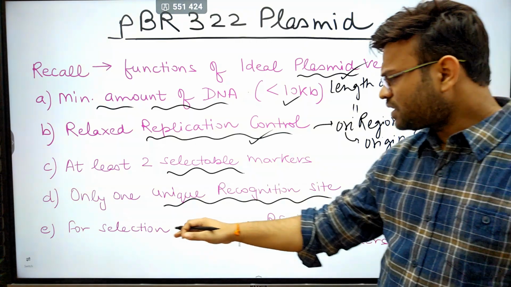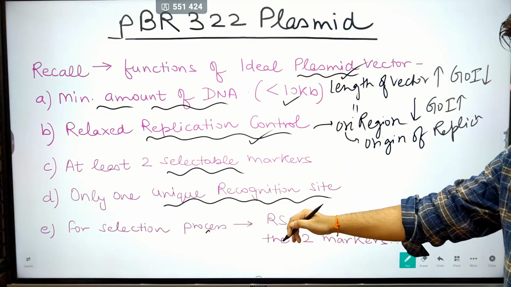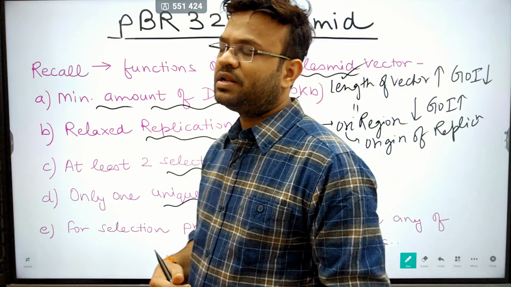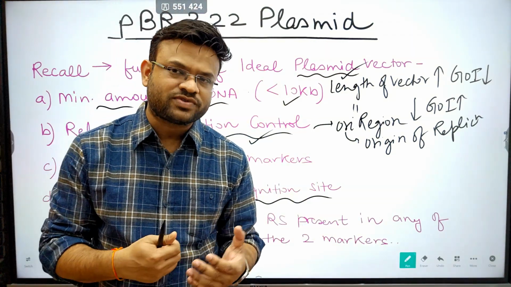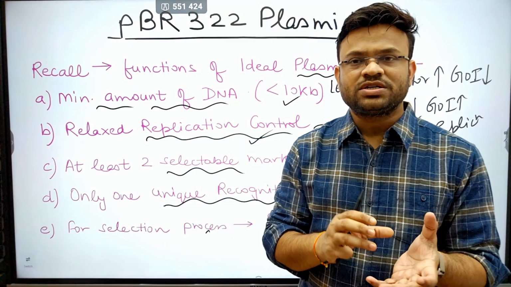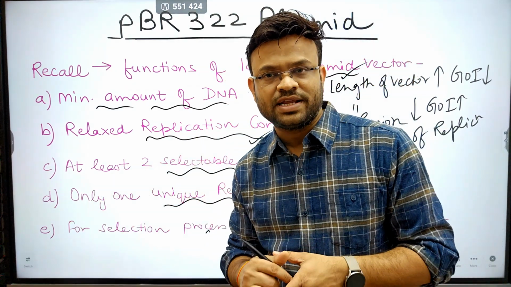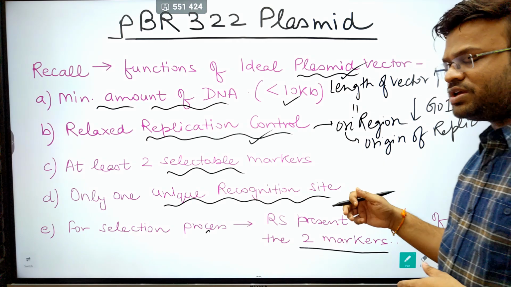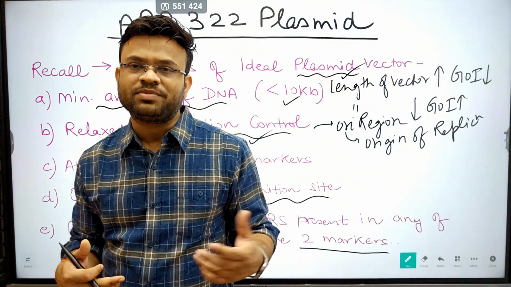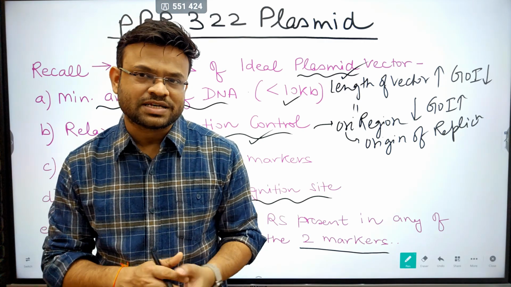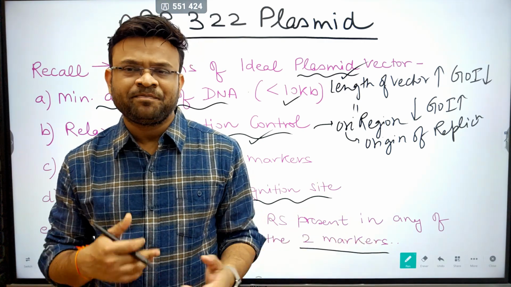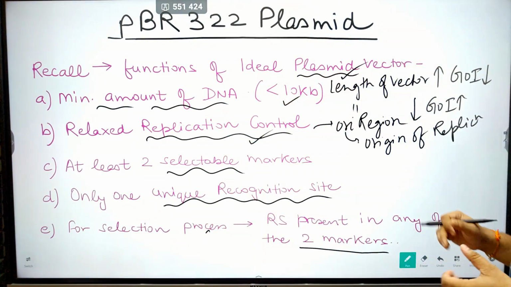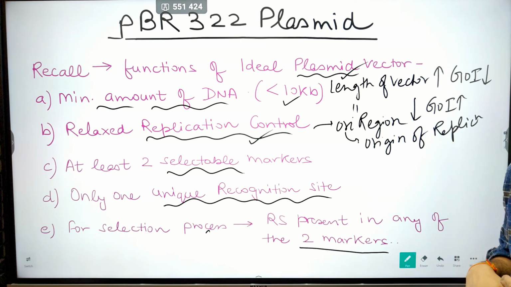Next, when you're talking about the selection process, the recognition site should be present in any of the two markers. As I've said, in the process of selection, you identify which is the transformed cell and which is the non-transformed cell. So, the restriction site present in any of the two markers. Over here, I will be showing you in just a while that there are two markers present, two antibiotic resistance genes. I would be showing it to you in just a bit, and then we can discuss further on this particular point. So I hope you would have understood this slide. Just take a photograph of this so that we can move further.